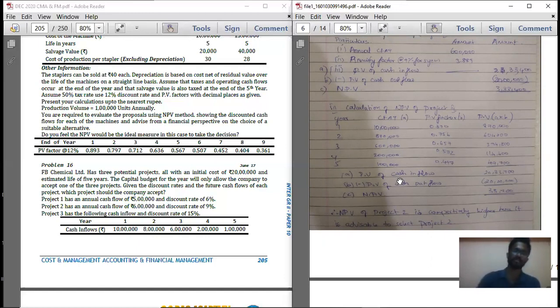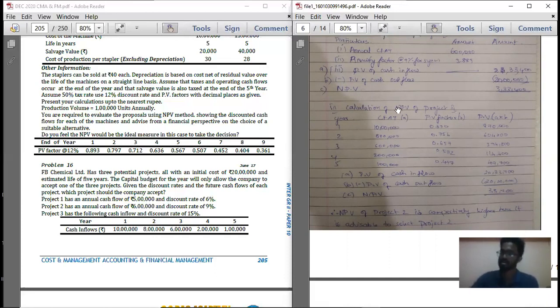So with that, we have completed problem number 16. They asked us which project is acceptable. So we have calculated an NPV technique, and we have calculated different NPVs. Comparing all the NPVs, project 2 NPV is higher, so that project is acceptable. That is the solution for problem number 16.